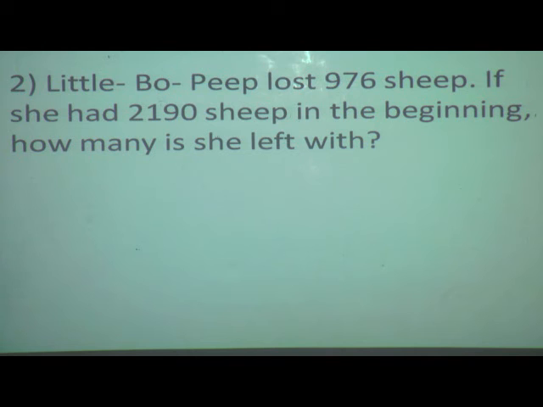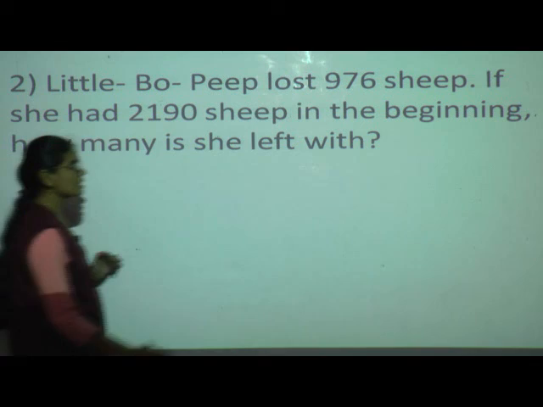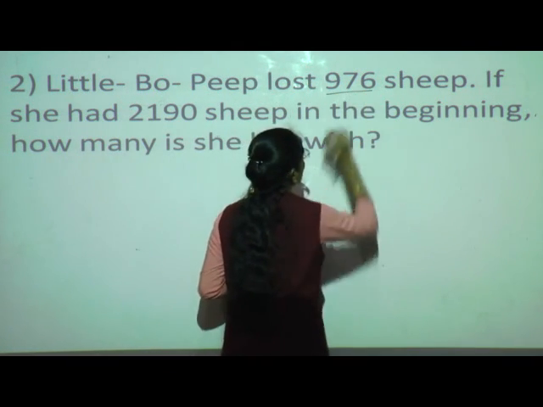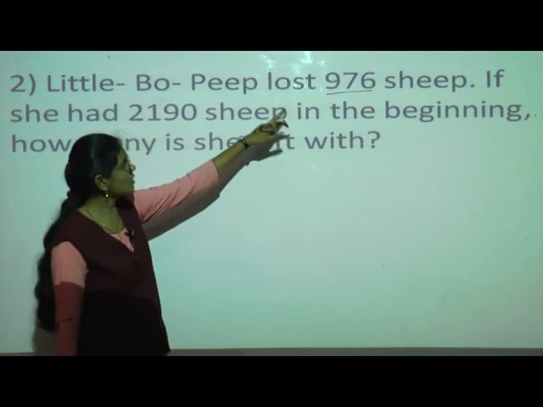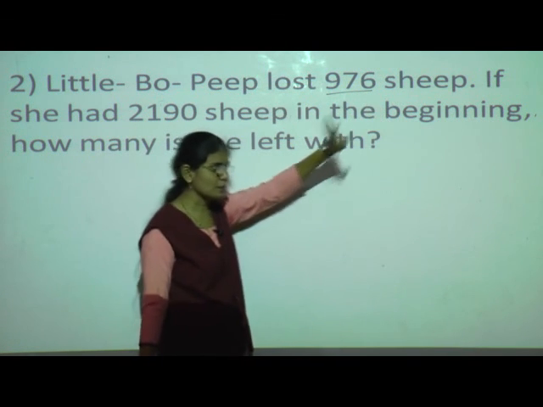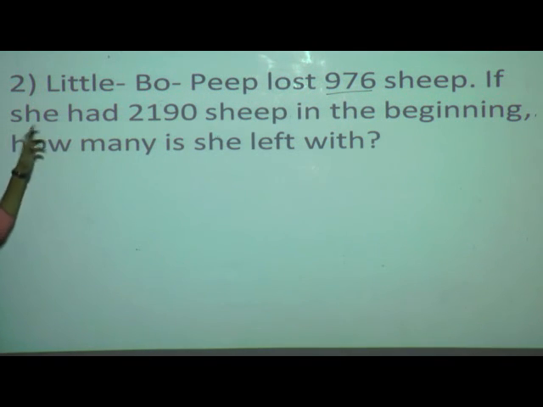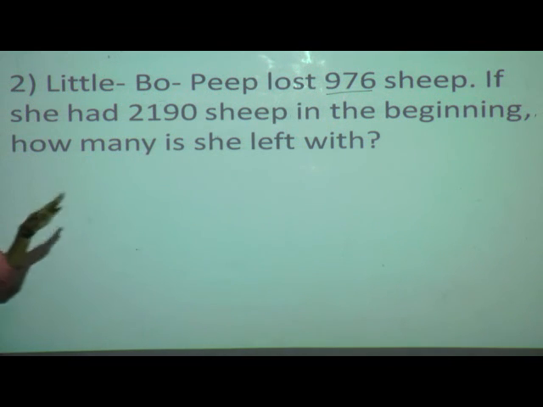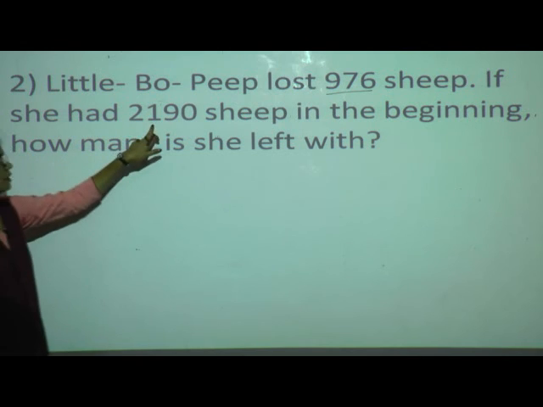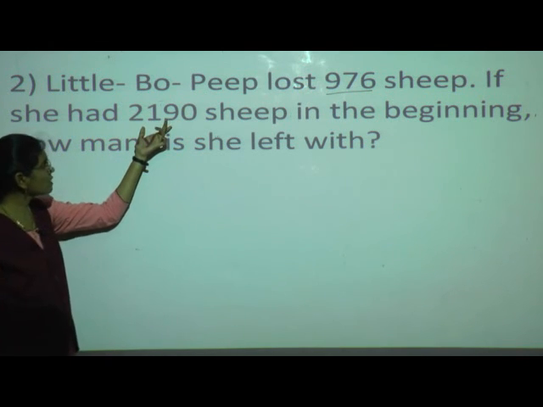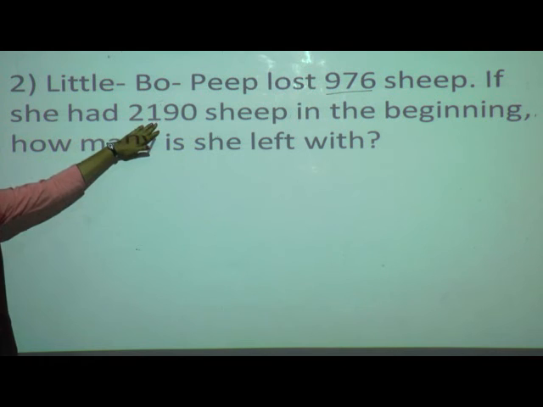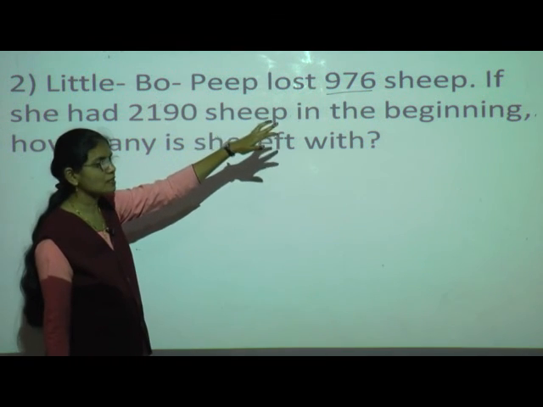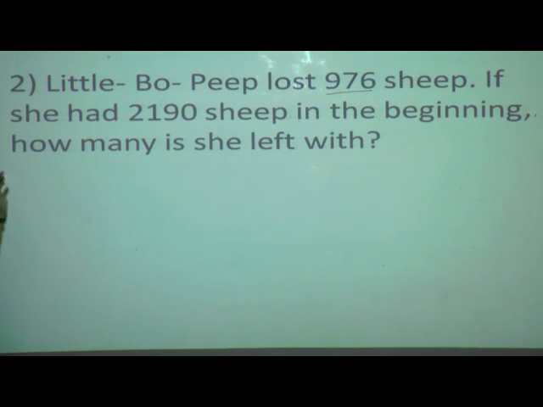Okay, now what is the question? Little Bo Peep lost 976 sheep. See, she lost how many sheep? She lost 976 sheep. Now if she had 2190 sheep in the beginning, how many sheep were there? 2190. Out of this 2190, she lost 976 sheep. Then what is the question? How many sheep are left with her?